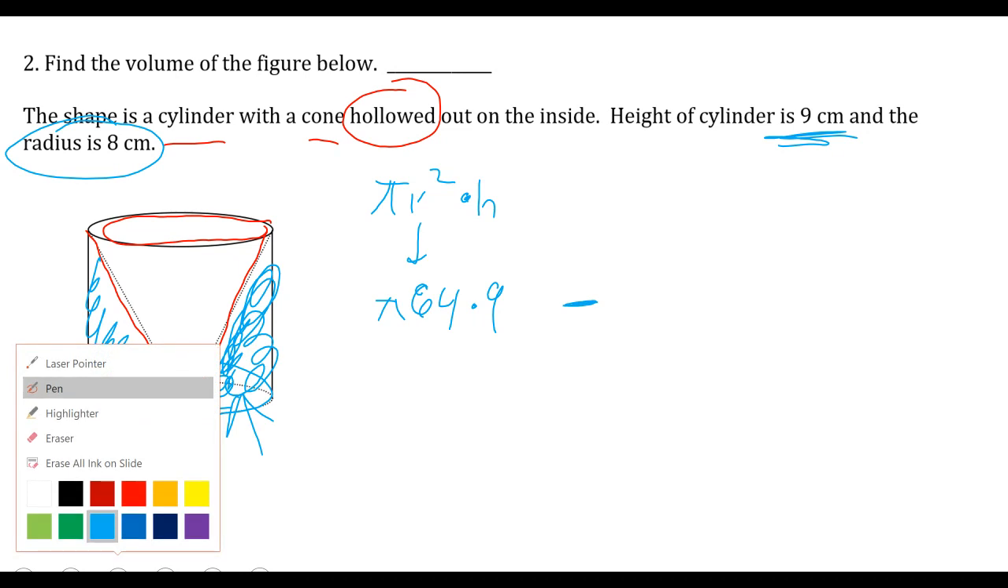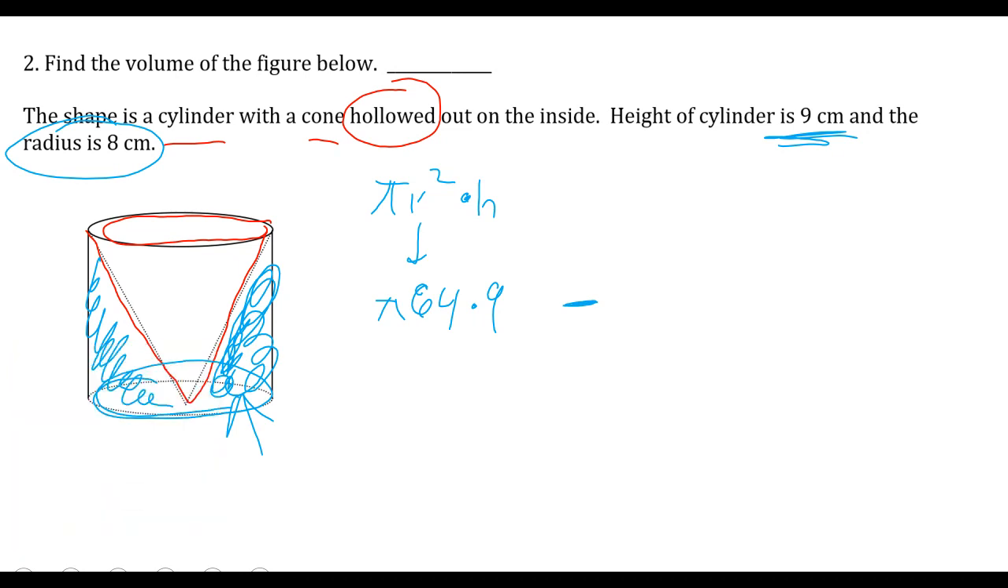Subtract the cone, right? So you have pi r squared times height, divided by 3. Sorry, I'm going to write the whole thing. So we have pi times 64, which is the radius squared of the circle up here, times the height. Oh, we already knew the height. That's fine. And divided by 3.